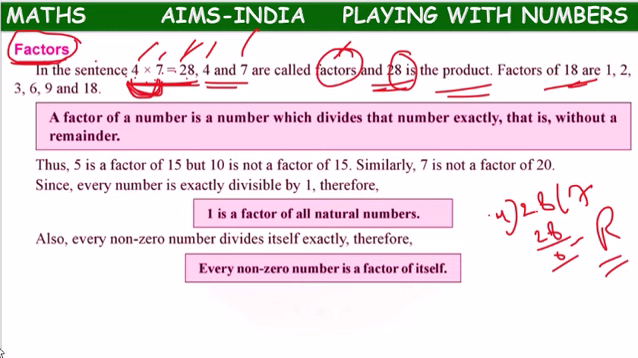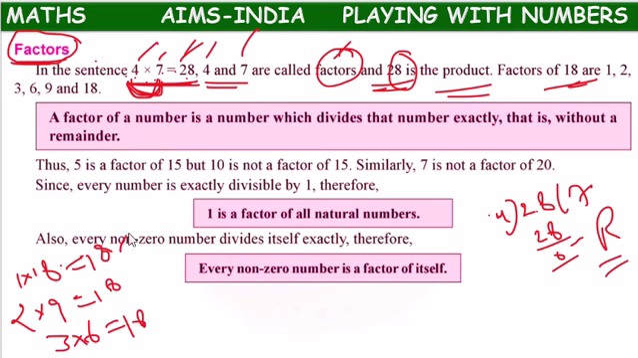If you take the example of 18, we know that 1 into 18 equals 18, or 2 into 9 equals 18, or 3 into 6 equals 18. Means 18 can be written in three different forms: 1 into 18, 2 into 9, 3 into 6. Here two numbers 1 and 18 are involved, here 2 and 9, here 3 and 6.